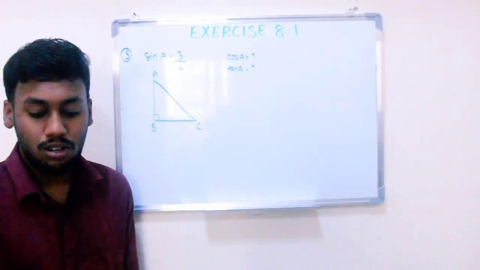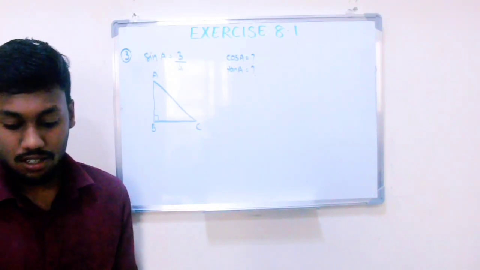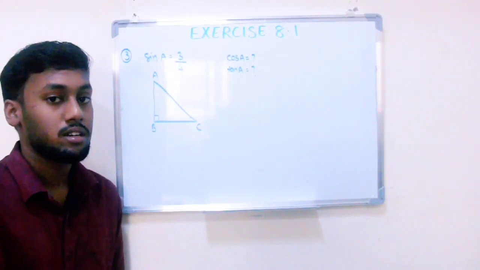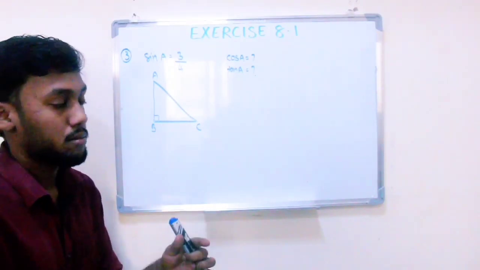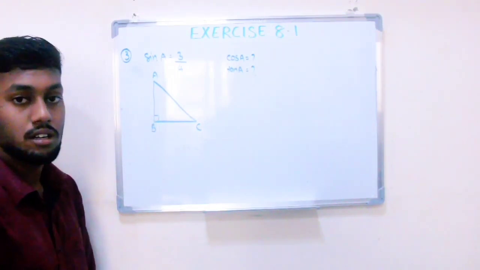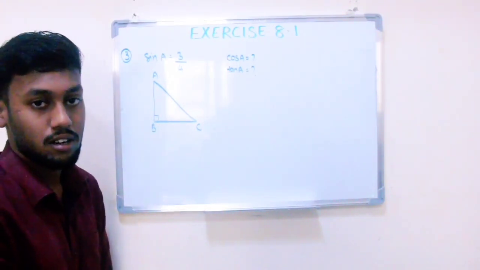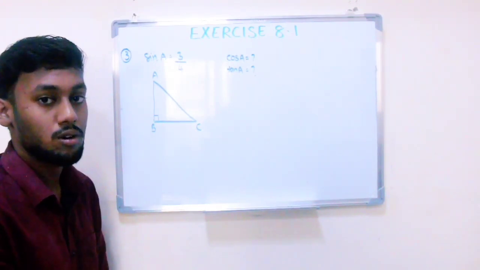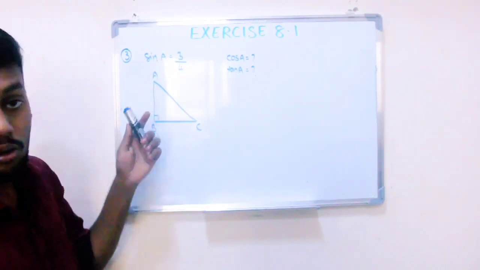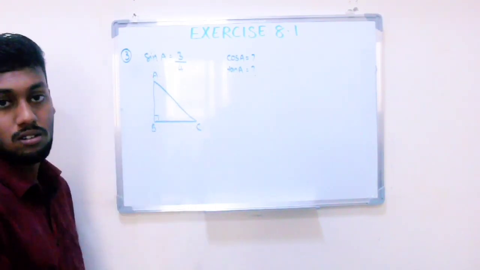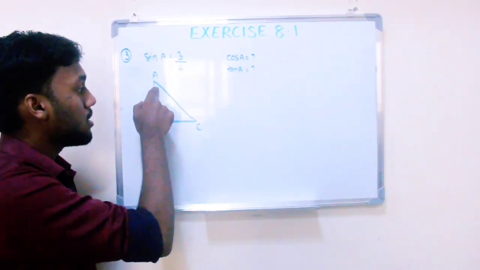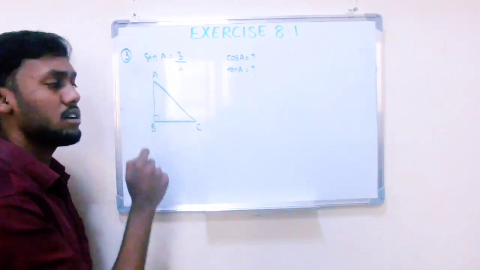Let me read it out. If sine A is 3 by 4, calculate cos A and tan A. As I always said, first we should start with the diagram. So I have drawn a triangle ABC here, which is right angled at B, and A should be any acute angle. I have said trigonometric ratios can only be applied to an acute angle. Your angle A can be here or here, it depends on you because both are acute angles. I have taken angle A as here.